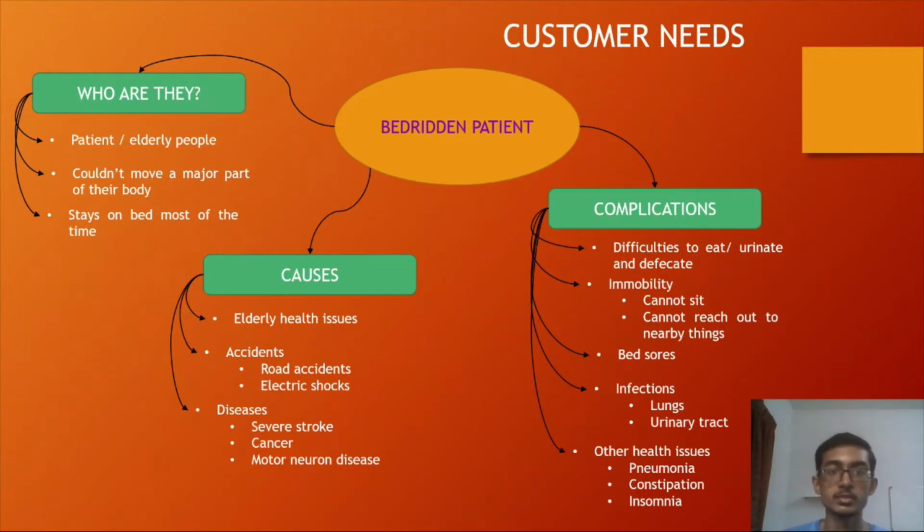So these are the information about bedridden patients gathered in order to conclude the customer needs. First of all, let's look at who the bedridden patients are. Bedridden patients are usually elderly people, or younger patients suffering from injuries or diseases. The main problem with them is they couldn't move a major part of their body, such as the upper part or the parts below their hip or their limbs. In some cases, they cannot move even a single part of their body. So they have to stay on the bed most of the time.